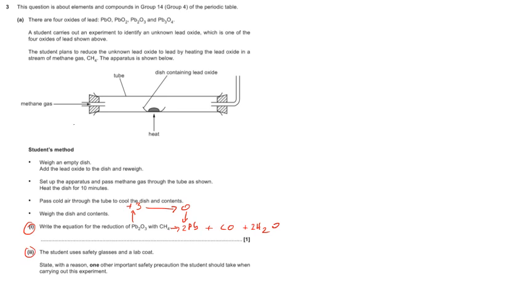Okay, so part 2. Student uses safety glasses and a lab coat, of course, but it wants one other important safety precaution, stated with a reason. So you're going to have to say 2 things here. Anyway, lead and its compounds are toxic, so that's the danger, and the precaution would be use gloves or fume cupboard.